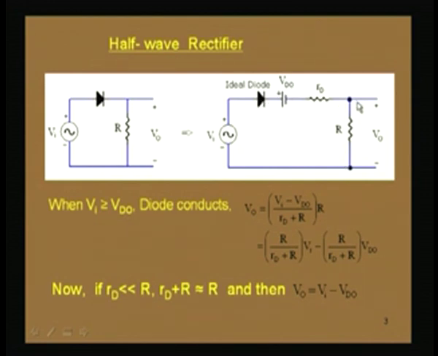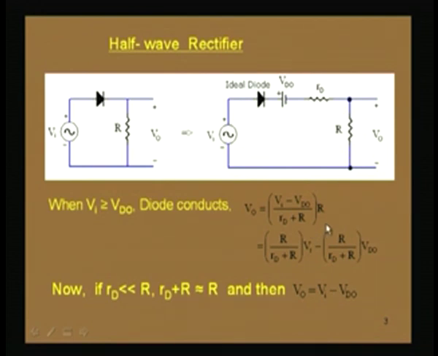If we now find the output voltage V naught, this output voltage is equal to the current flowing through this resistance R multiplied by the resistance R. So, what will be the current flowing in this circuit? We can find it out. This is V I minus the drop V D naught divided by the total resistance in this circuit, R D plus R, into this resistance R. So, this will be the voltage across this resistance.